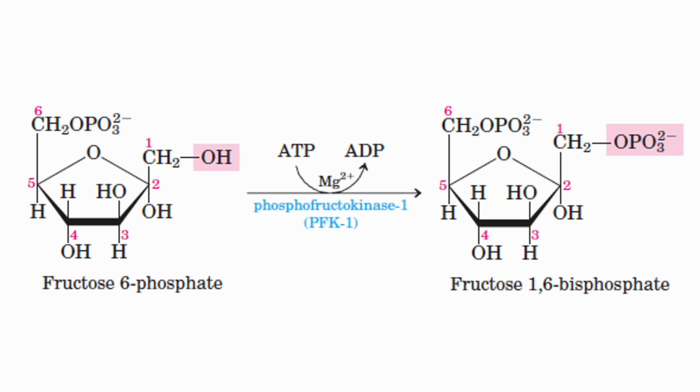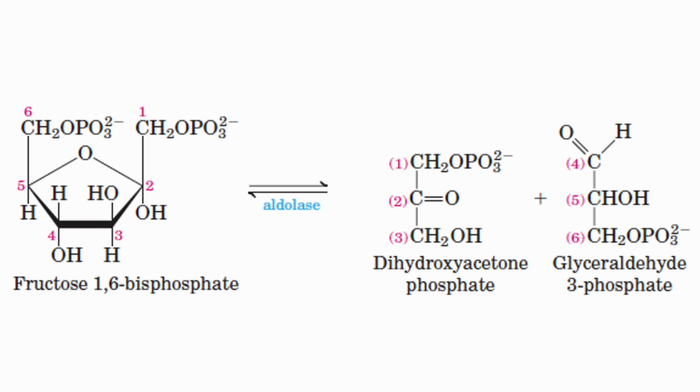Again, remember, it uses ATP to phosphorylate fructose 6-phosphate into fructose 1,6-bisphosphate. This is also very important because it is the rate-limiting step. The enzyme aldolase splits fructose 1,6-bisphosphate into 2 sugars that are isomers of one another, dihydroxyacetone phosphate and glyceraldehyde 3-phosphate.